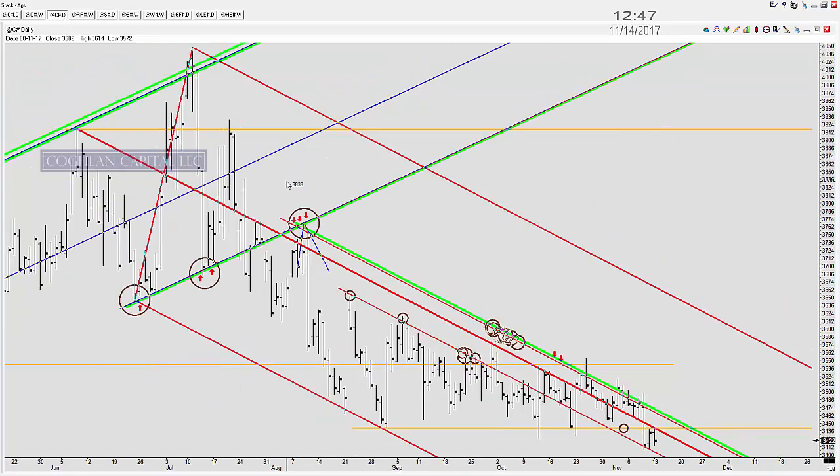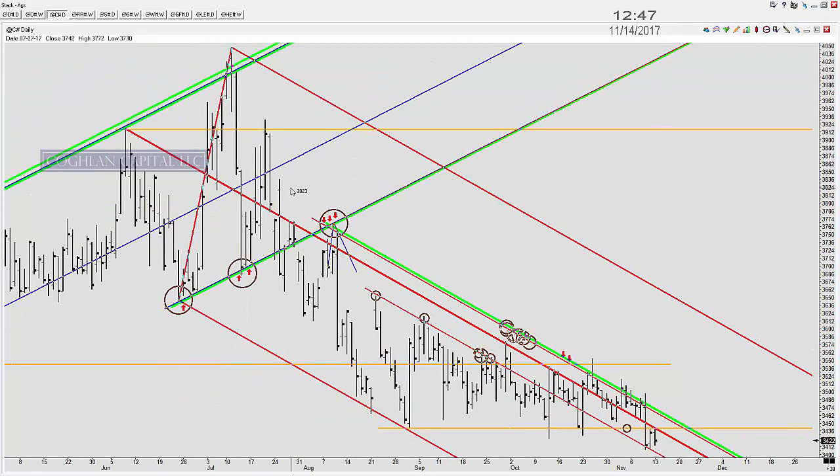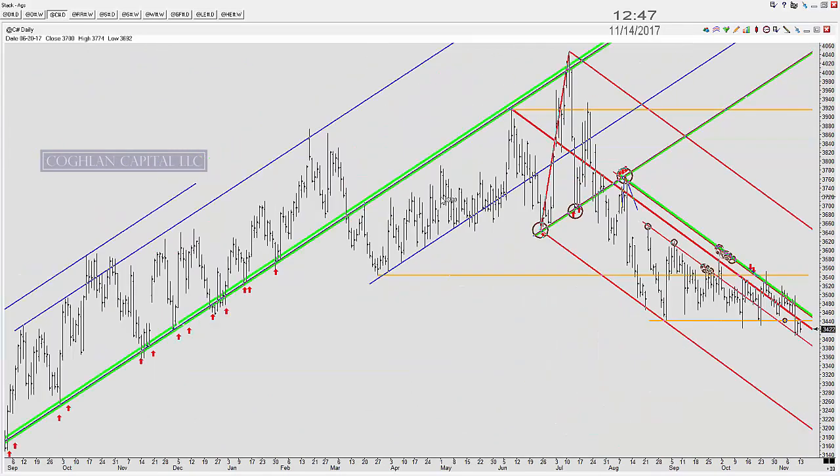Corn, I'm bearish. I've been bearish corn since Fred Flintstone was a teenager. I mean, a long time. I've been bearish corn.